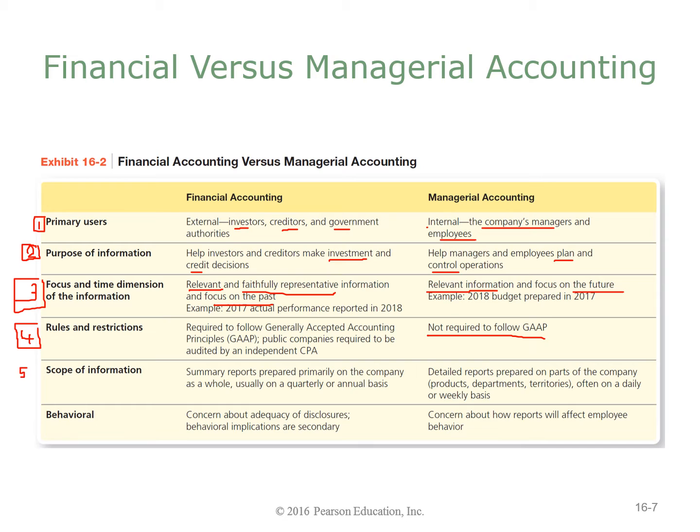5. The scope of information. In financial accounting, the scope of information is a summary report, prepared primarily on the company as a whole and usually on a quarterly or annual basis. It is a summary. When you look at the balance sheet and the income statement, you see totals rather than details. So we are preparing financial information in summary reports.